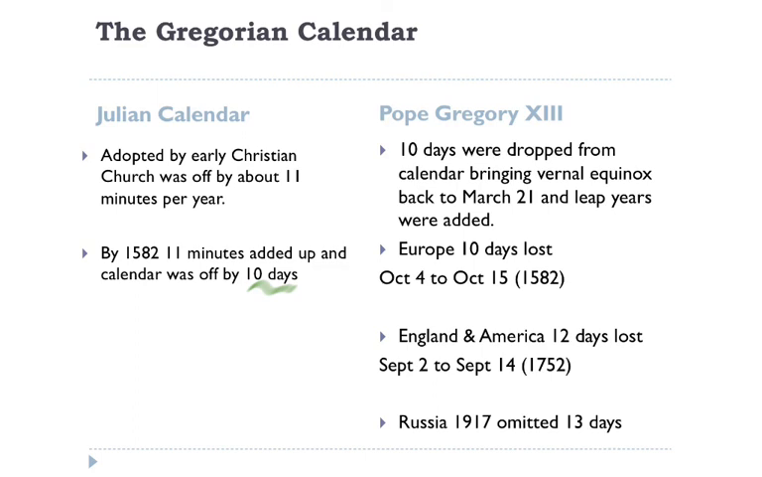England and America didn't adopt that until 1752. By then, 12 days were lost. And then Russia, not till 1917. That's not that long ago, right? Only about 100 years ago or so. And so by that point, 13 days were omitted. And so our current calendar system is what we consider the Pope Gregory calendar.